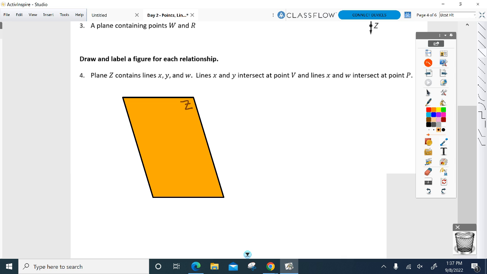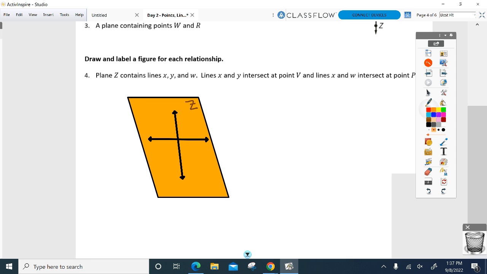Okay, I'm gonna get going. Again, my diagram, don't go by mine. Mine might be different than yours. Let's start with the first two lines, X and Y. They have to intersect, and they have to intersect at, so I gotta have that.